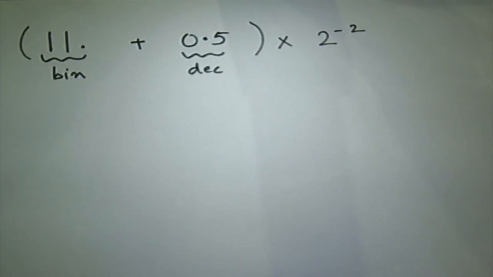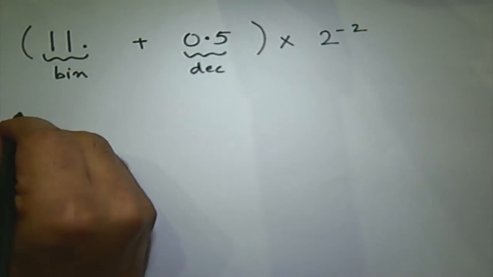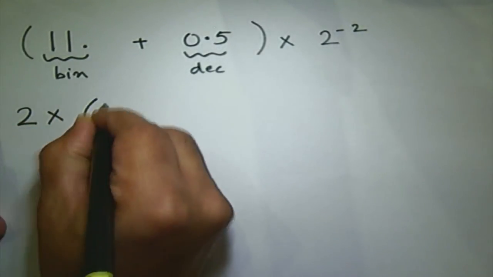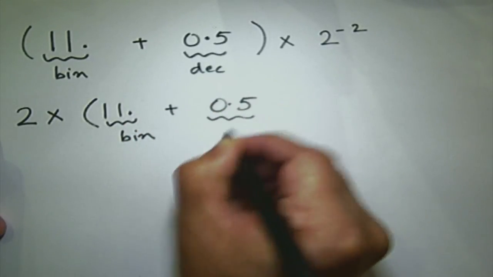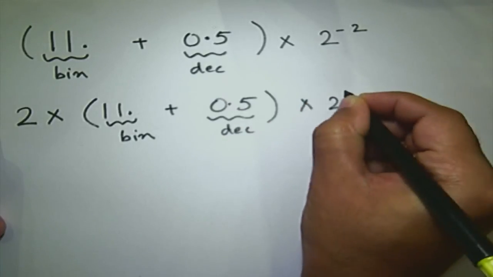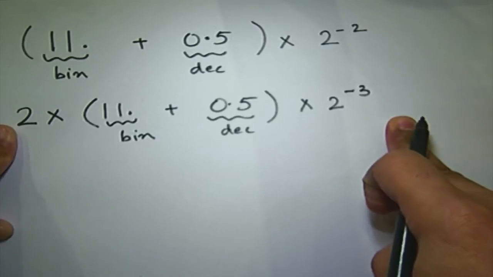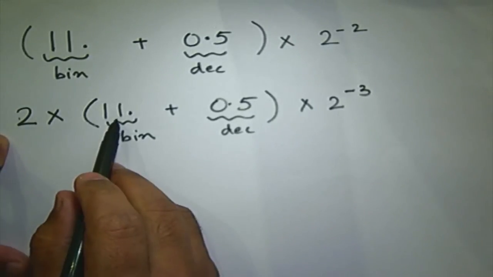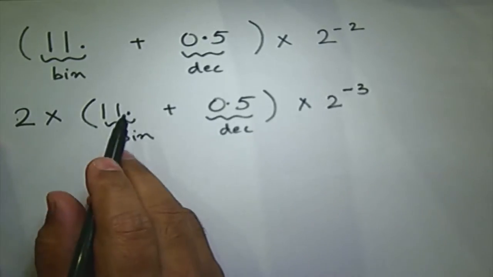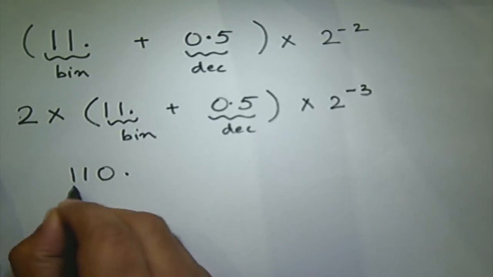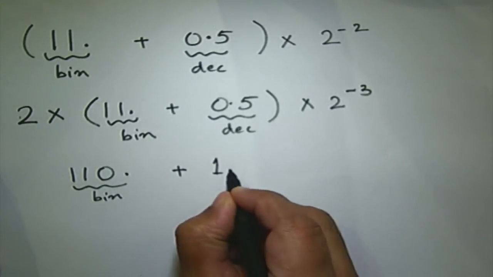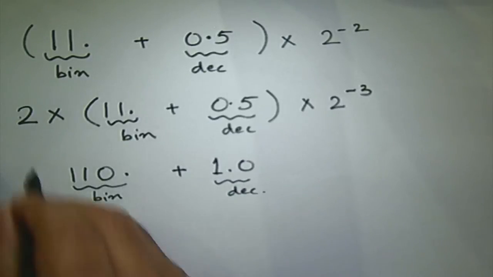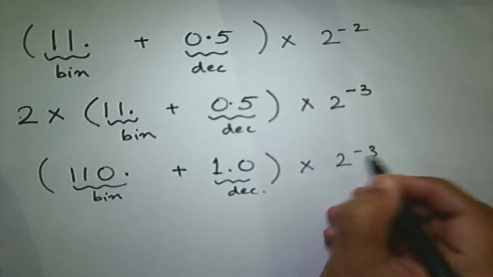Fine? So now once again that 0.5 is a fractional part. So what I'm going to do is I'm again going to multiply by 2. So I will say 2 times 1, 1 in binary plus 0.5 in decimal times 2 raised to minus 3 now. I've multiplied by 2, so I have to divide by 2 once again. Now what is 2 times 1, 1 point? The point will shift one place to the right. So it is 1, 1, 0 point. This is in binary. Plus, this is 1.0 in decimal. Times 2 raised to minus 3.